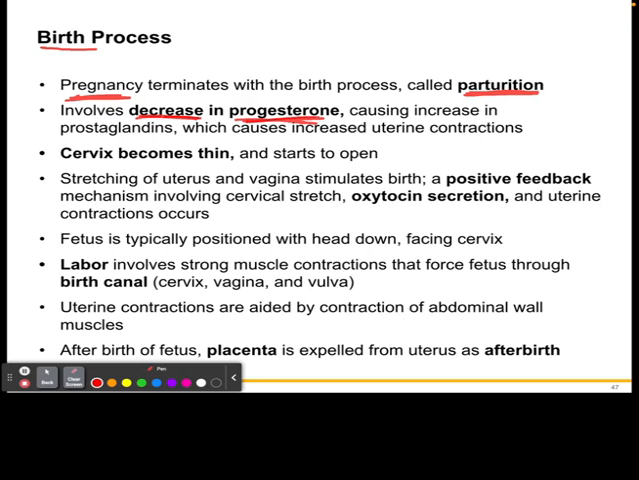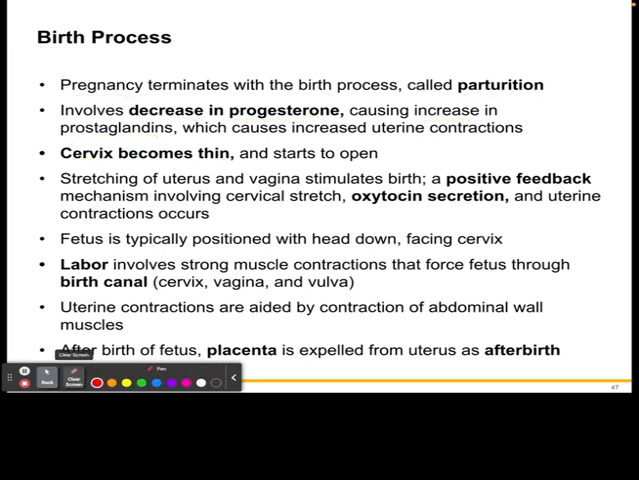So now we're going to see a decrease in progesterone, which is then going to increase those prostaglandins, which will cause an increase in uterine contractions. So now we're starting to try and push this fetus out of the body. The cervix is going to become thinner. And again, the cervix is found in between the uterus and the vagina, and it's going to be one of the barriers that prevents anything from entering or exiting the vagina. And in this case, it's becoming thinner and starting to open.